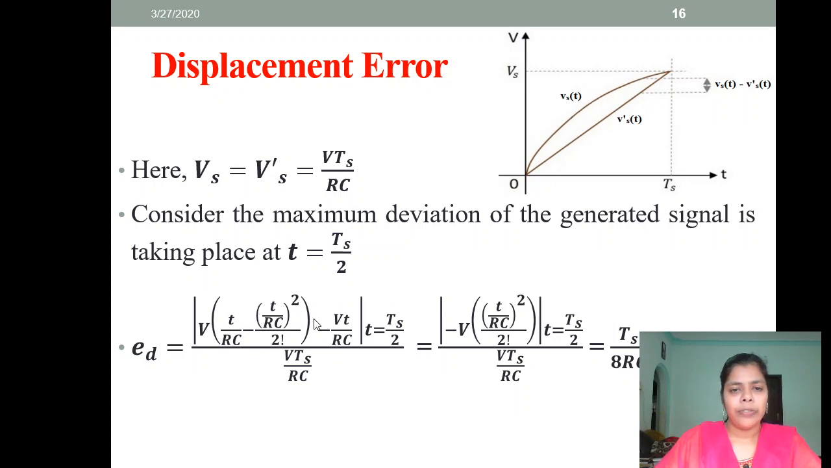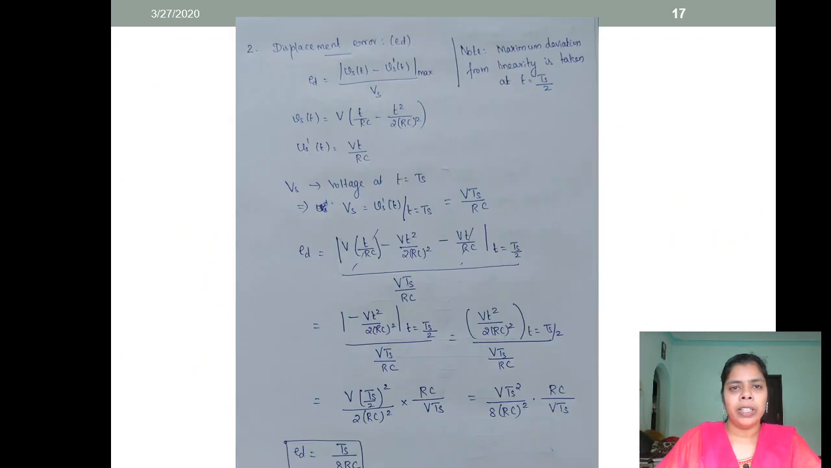Vs dash of t minus Vs of t at t equal to Ts by 2, divided by Vs. When we substitute all these values, this is the modulus one, since we are taking the maximum deviation. When we apply the modulus, this minus will become plus. Substituting the values, the expression we get for displacement error is Ts divided by 8Rc. If you find it difficult, you can refer to this.